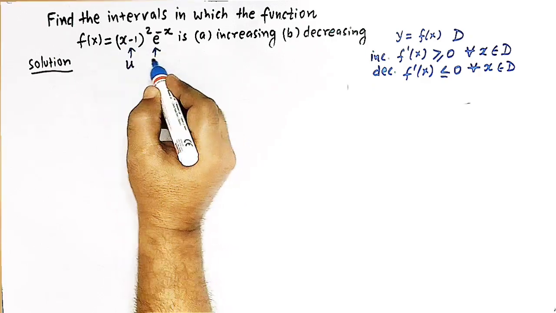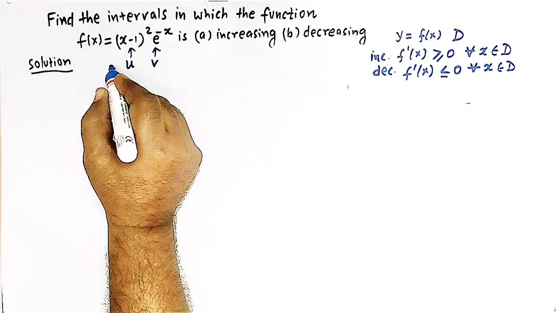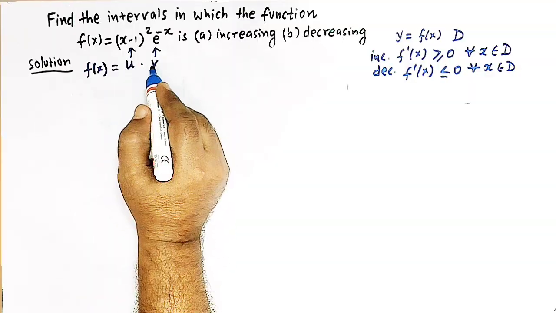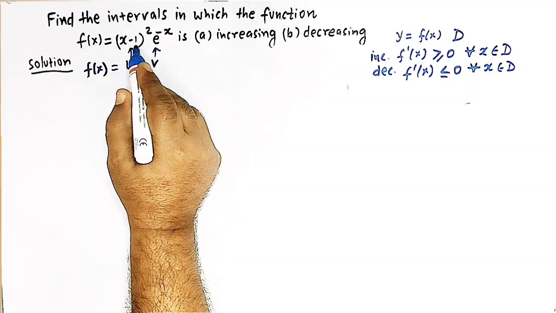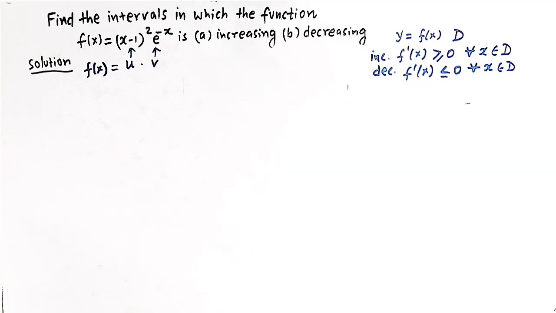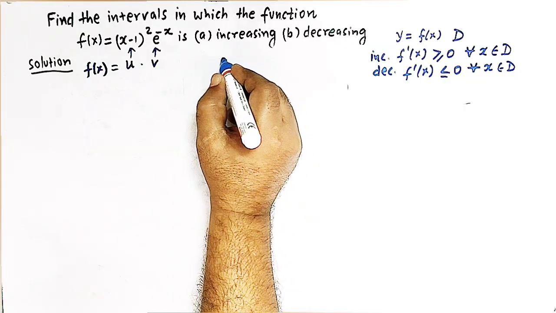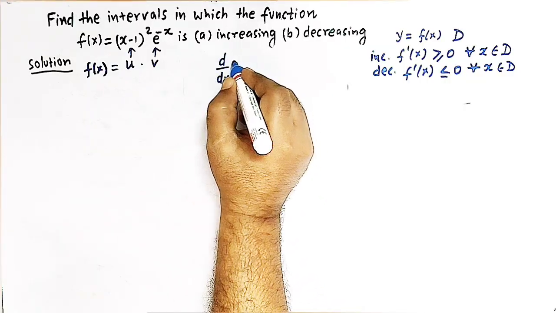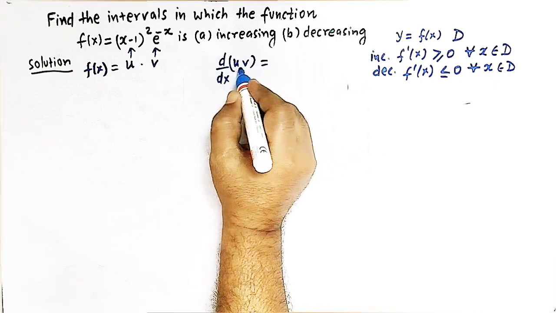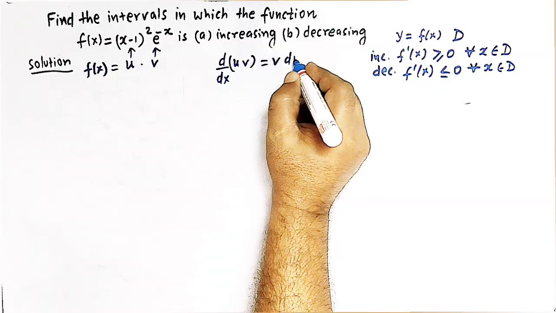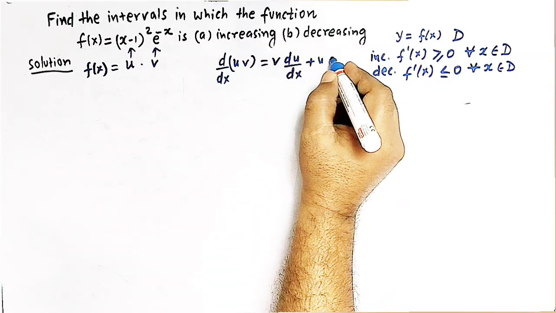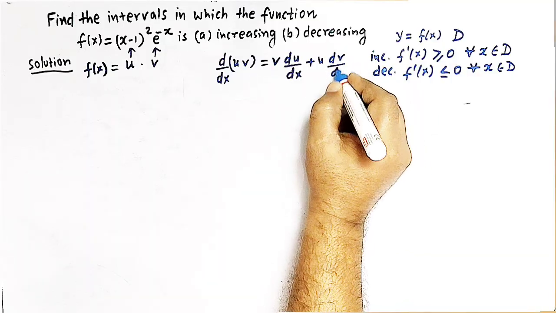Suppose this function is u and this function is v, then we have f of x as a product of two functions of x, that is (x minus 1) squared, and e raised to minus x, which is an exponential function, right? So we know that the product rule for the derivative of the product of two functions is given by v times derivative of u, then we have u times a derivative of v, right?